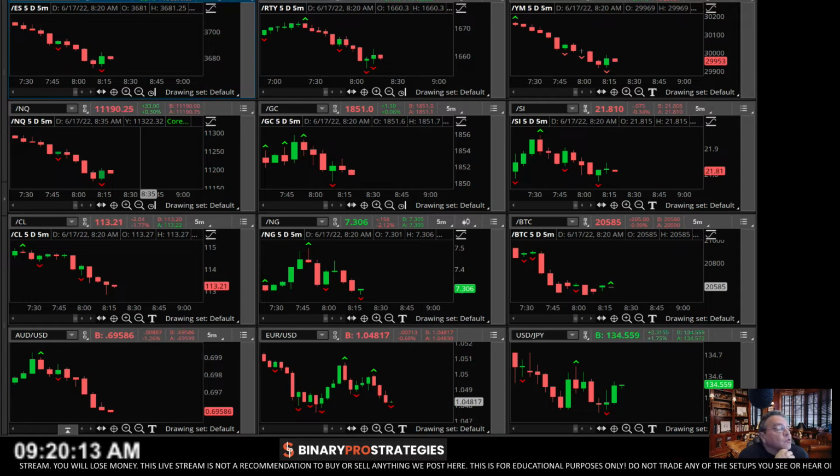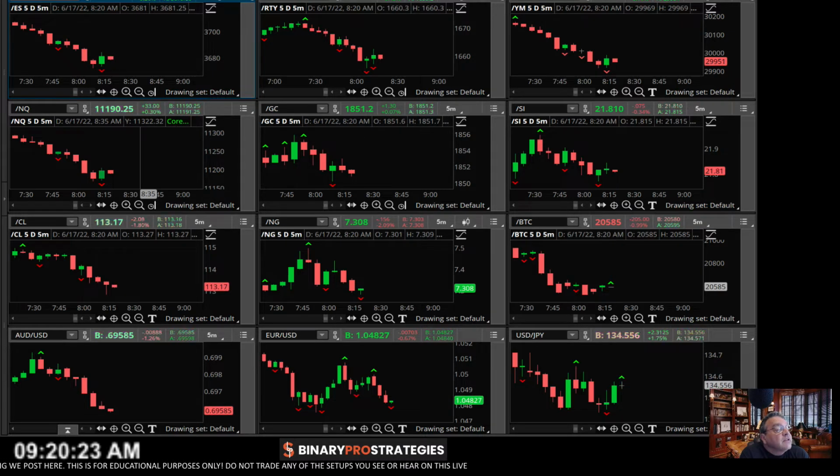Maybe a potential short coming up on RTY, which is your mini Russell. That is probably my favorite of the indices. But I need to see it come down to 1654. If it hits 1654, I do want to take a short on the RTY.